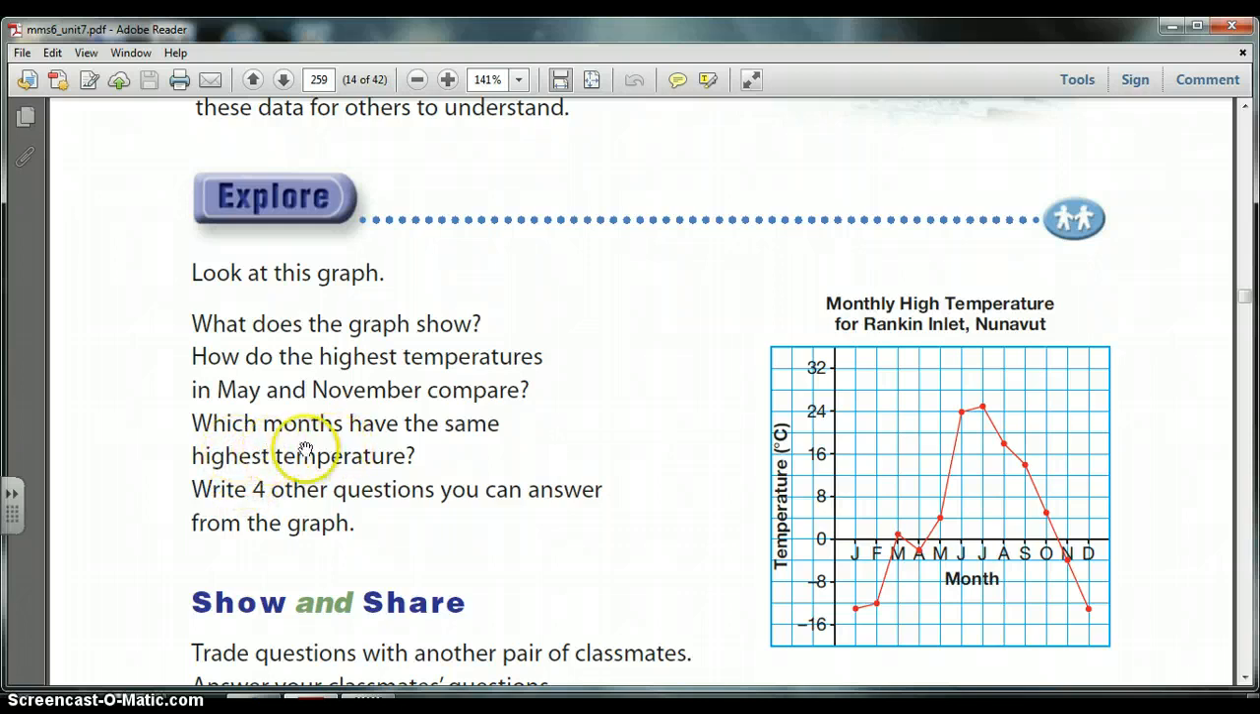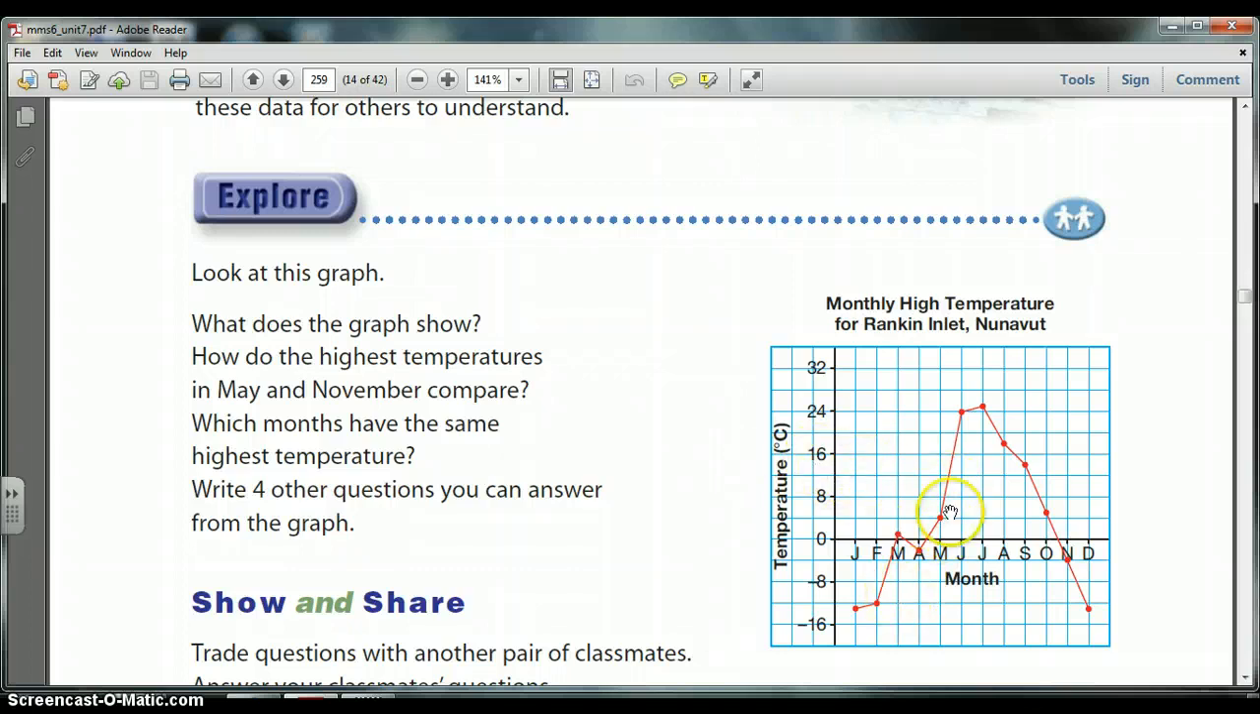Which months have the same highest? Okay, we did that. And then obviously there's other things we can look at. What are the warmest months to be there? Well, you'd want to go in June and July. Look at that, a nice 24, 25 degrees. Oh, I didn't realize it would get so warm there. Probably still gets down to probably -10 at night.